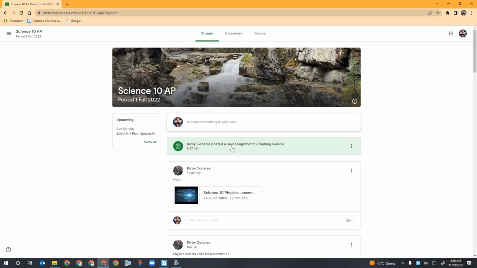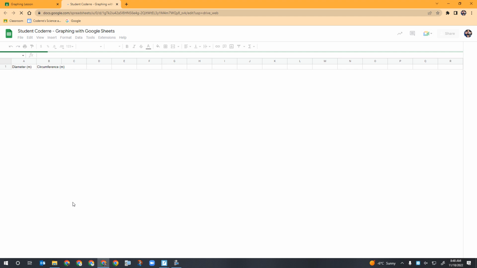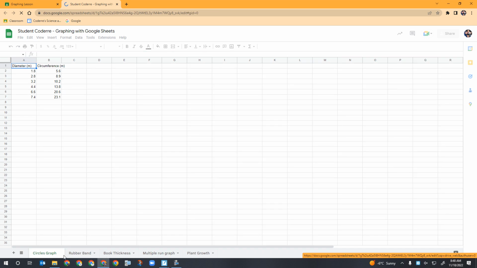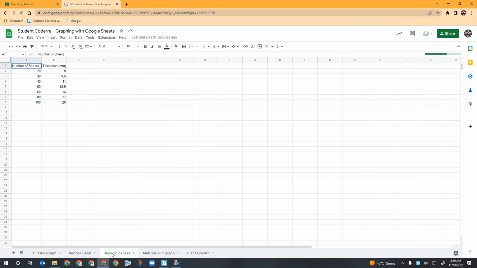Okay, so first one's diameter and circumference, book thickness, that's the one we're looking for, right? Okay, so if everyone can have this sheet open on their Chromebook and just follow along with me so that you can see how we get this line graph built properly.